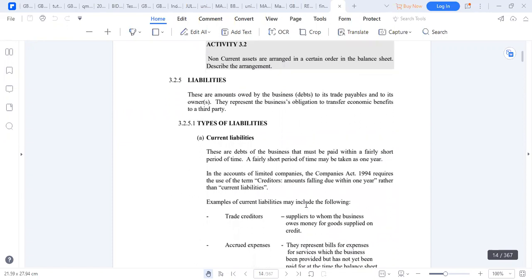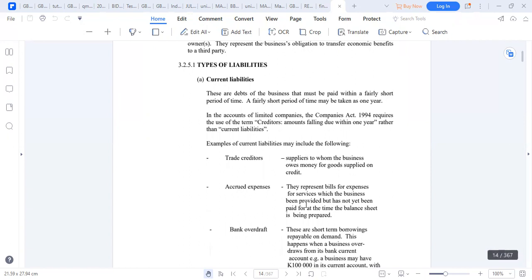We also went to liabilities. We said sometimes a business may owe other businesses because we engage in credit transactions. So the debts are called trade payables or our creditors. So these represent the business obligation to transfer an economic benefit to a third party. Even these are classified into two. We talked about the current liabilities and also the non-current liabilities. The current liabilities are amounts that are due within a year. Examples are trade creditors. These are suppliers who the business owes money for goods they supply to us on credit.